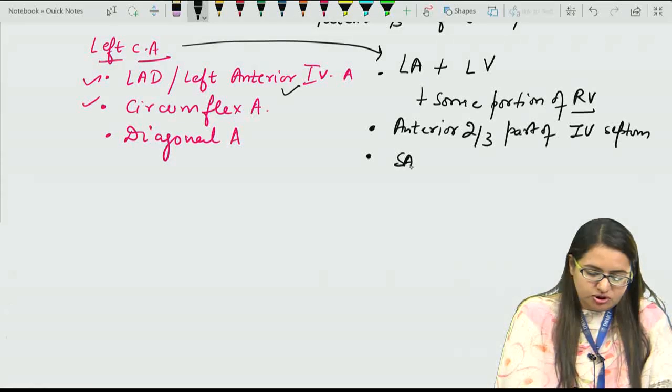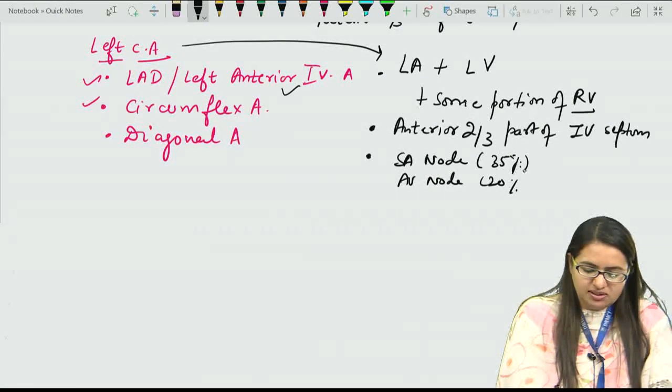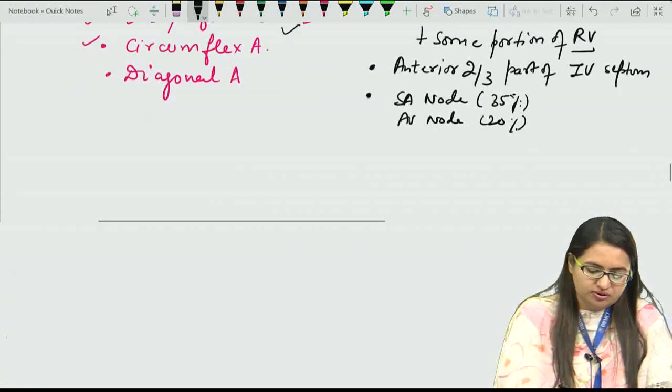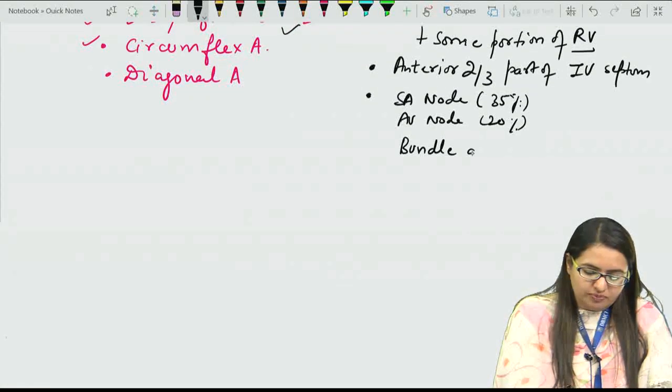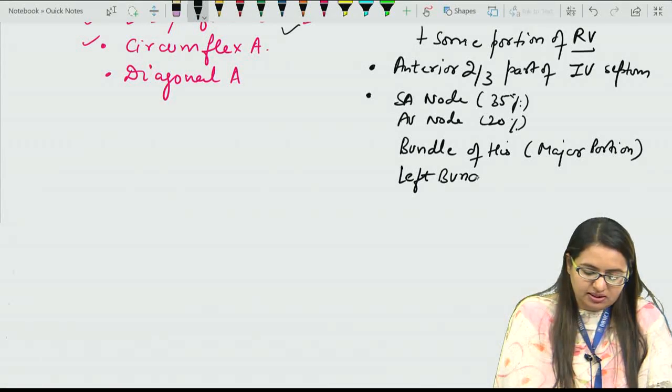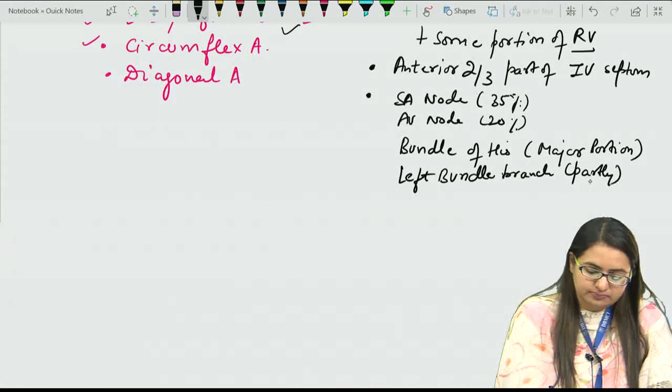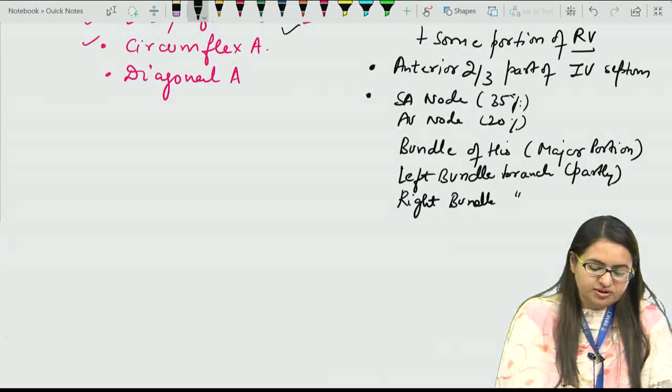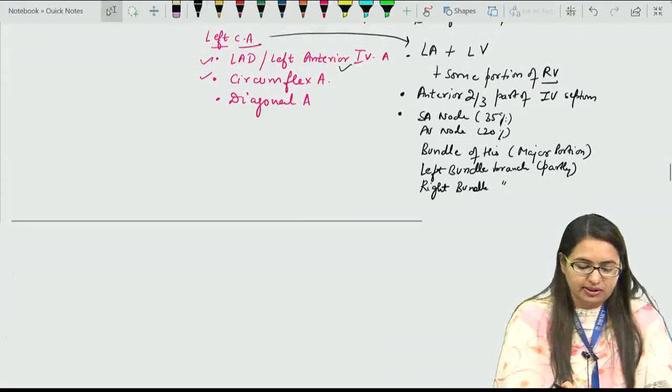Then it supplies the SA node and AV node. The SA node in 35% of cases, and the AV node in 20% of cases. So that means the SA node and AV node are mainly supplied by the right coronary artery. The major portion of the bundle of His is supplied by the left coronary artery. Apart from this, it supplies the left bundle branch, as well as the right bundle branch. So these are the structures which will be supplied by the left coronary artery.